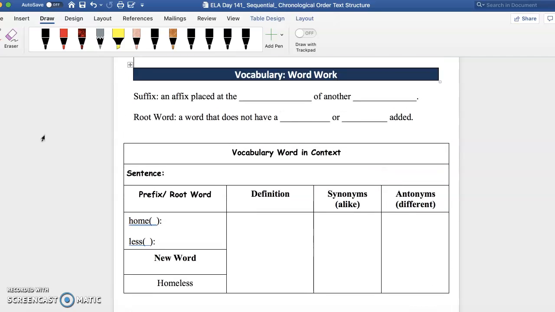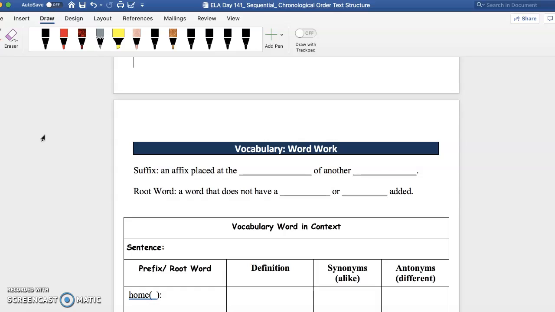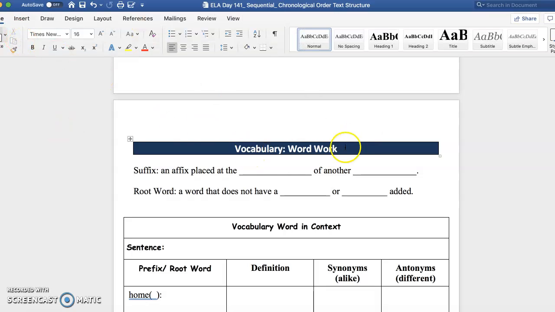So last week, guys, we focused on prefixes. This week, we are focusing on suffixes, okay? So let's go ahead and get started.